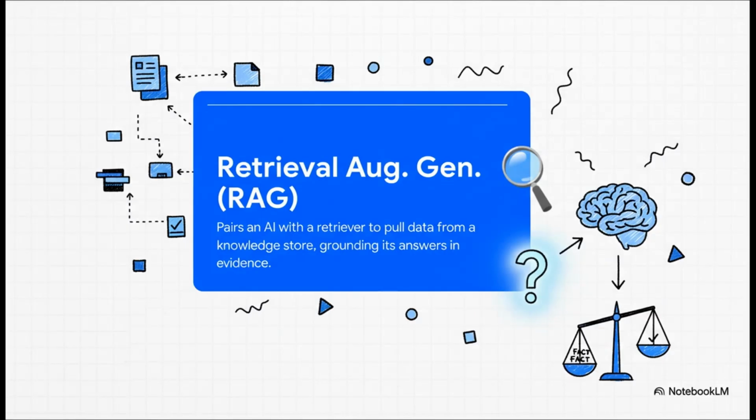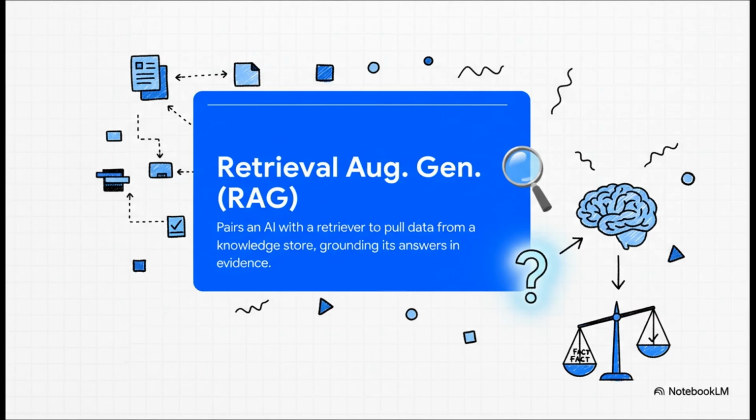Okay, this next one, Retrieval Augmented Generation, or RAG, tackles one of the single biggest headaches with AI, the fact that they can just make things up. We call them hallucinations. A normal model is stuck with whatever it was trained on, which can be months out of date. RAG changes the game.